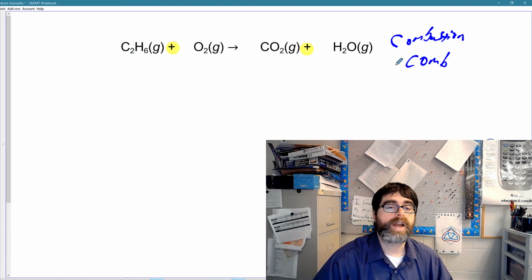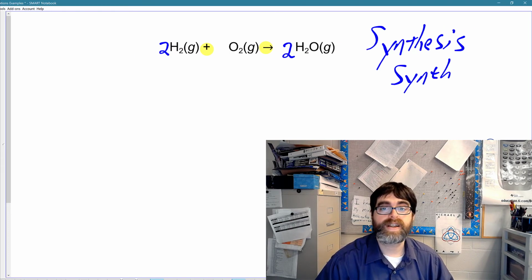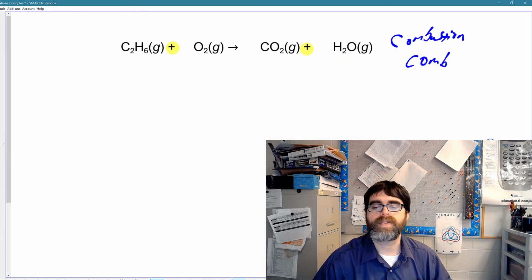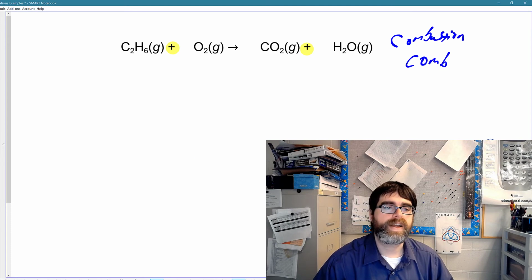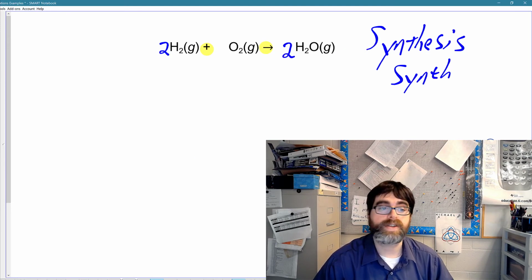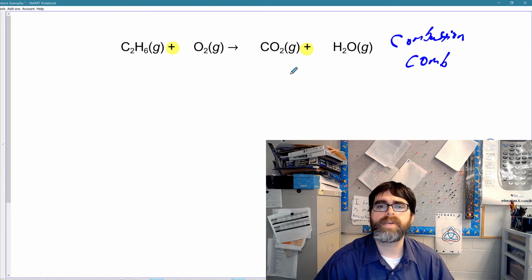And combustion is why I prefer synthesis as my term for this one instead of combination, because it's harder to tell what you're abbreviating, and you end up not being able to abbreviate if you call synthesis reactions combination reactions. But you'll see that some places, so I should at least mention it.